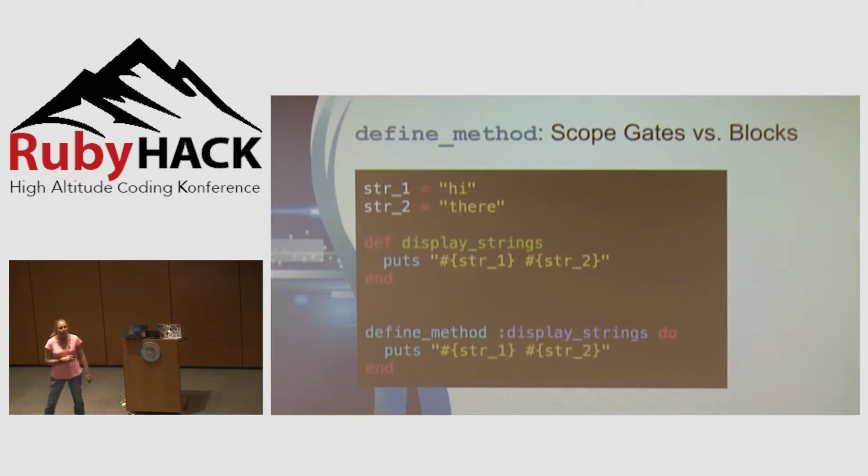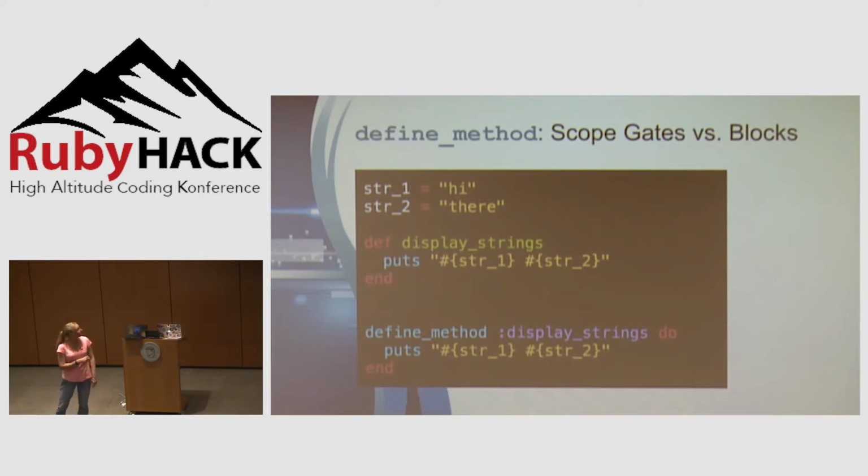And the reason the first paragraph doesn't work is because def is what they call a scope gate in Ruby. Essentially what that means is whenever you use def, you're going to lose access to all the local variables defined in the surrounding scope. And so when you run the method defined in this way, Ruby is never going to be able to find string 1 or string 2, and the method call is going to fail.